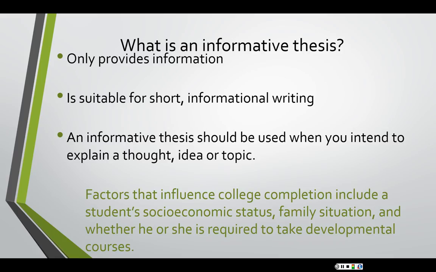My example that I'm using here is factors that influence college completion include a student's socioeconomic status, family situation, and whether he or she is required to take developmental courses. Notice that I'm just giving information. I'm listing three factors that influence this outcome. I am not saying that any of these are good or bad, or that college completion is positive or negative, and I'm not saying that anything should be done. I'm just providing information.